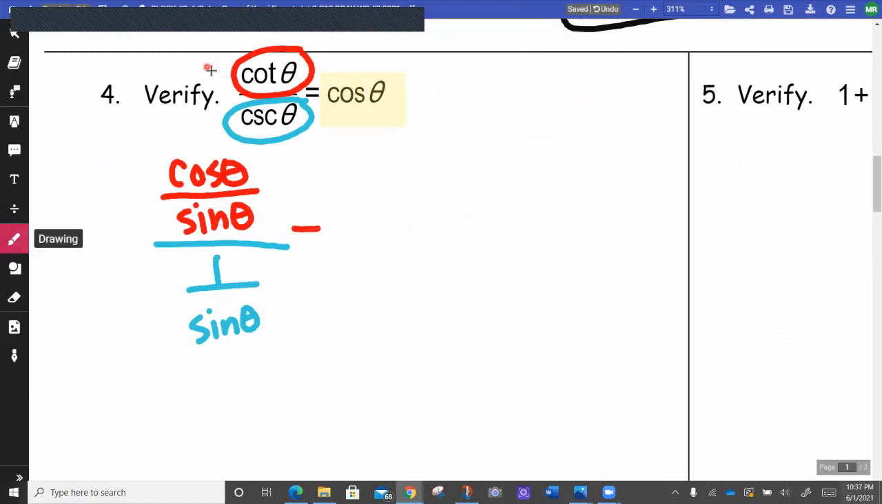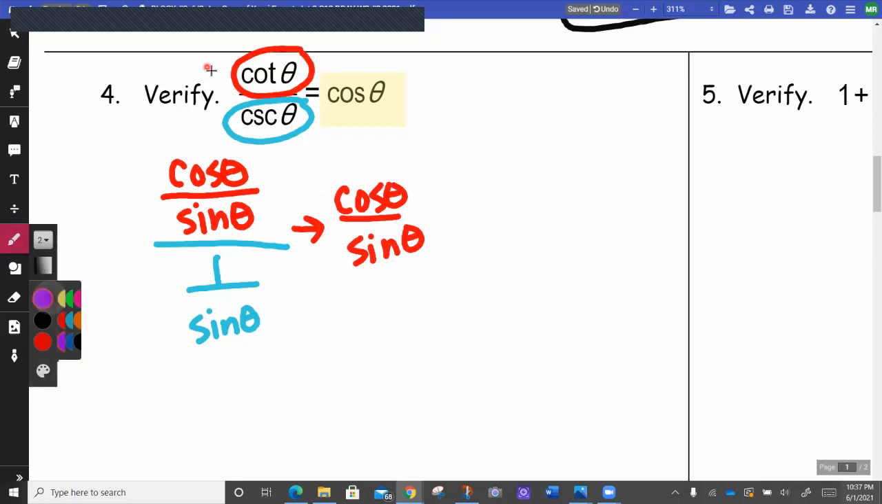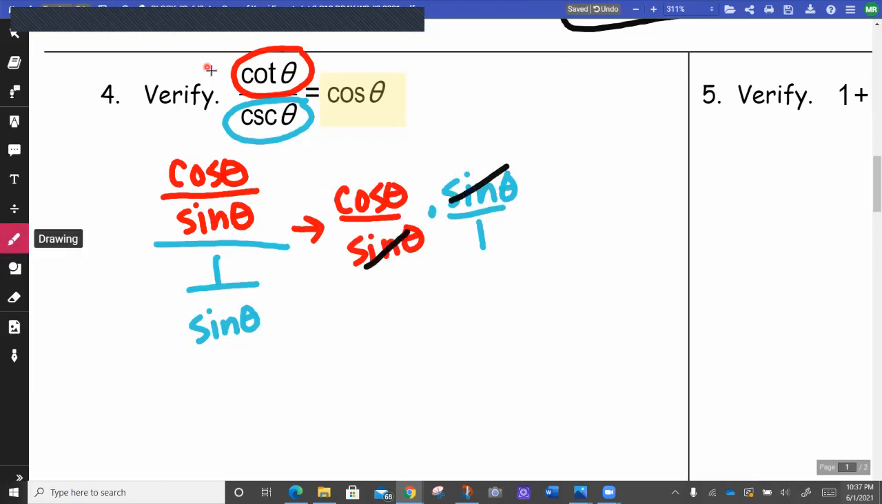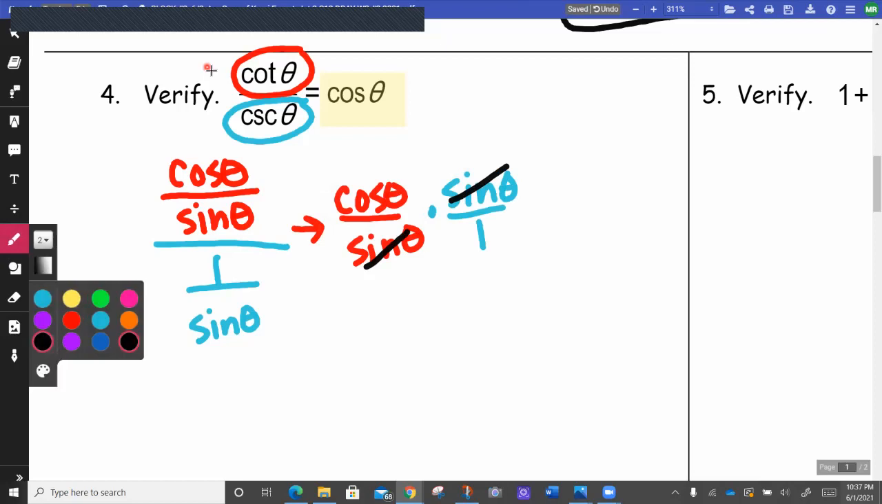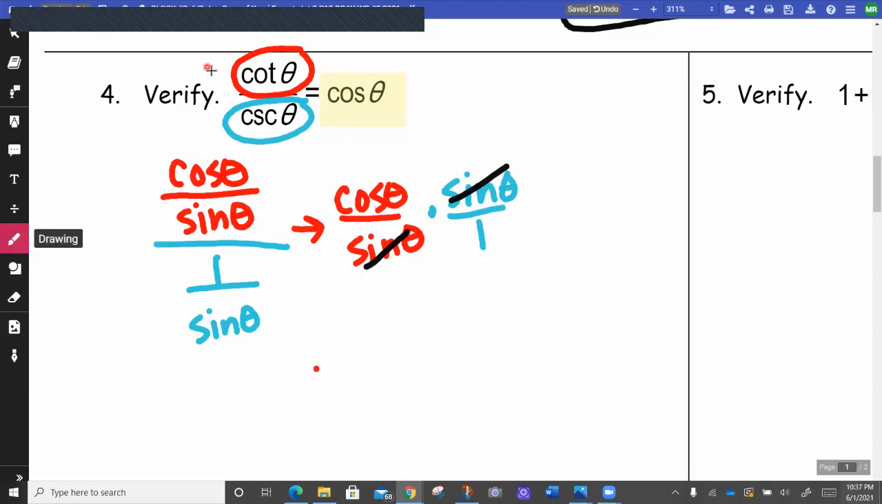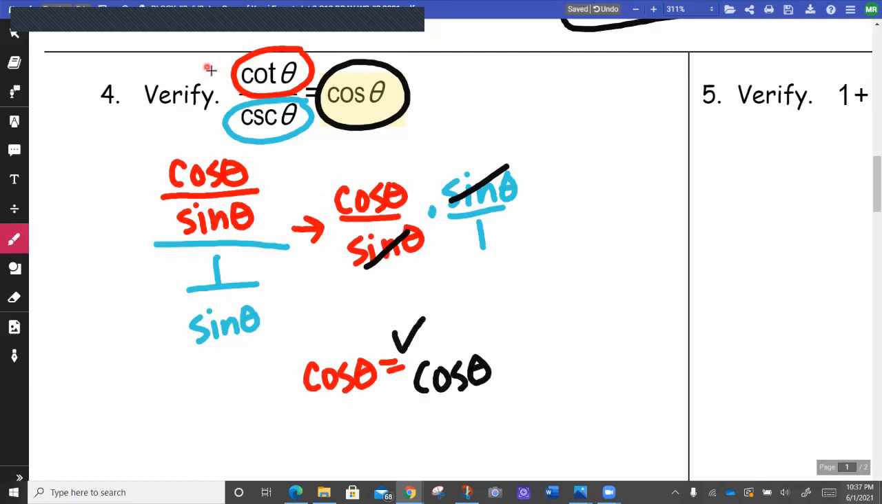And so now if I'm trying to clean that up, it's going to be cosine theta over sine theta. When I'm dividing by 1 over sine theta, I can times by the reciprocal. And then what happens here is this and this is going to cancel. So now on the left side, I end up with cosine theta. And on the right side, I was trying to get cosine theta. So there you go.